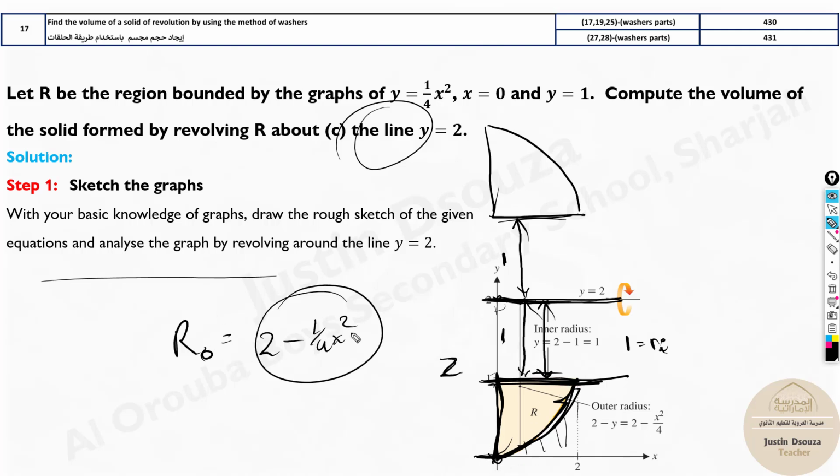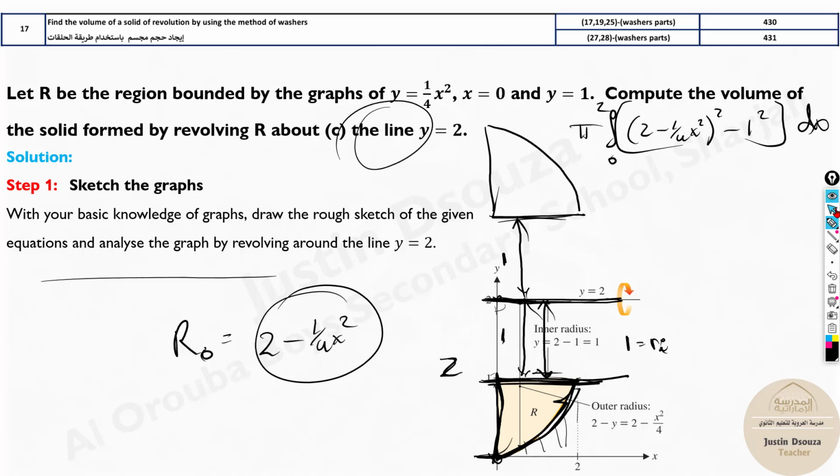So now we have the outer radius and inner radius. The formula is very simple, pi integral. The limits are going to be the same because we just now solved it. It will be from 0 to 2. And how you solve it is very simple. Just solve these 2 equations, you'll get it. And then what we have is the outer radius. So the outer radius is 2 minus 1/4 x squared, the whole square, minus the inner radius, which is 1 square. This entire thing with respect to x.